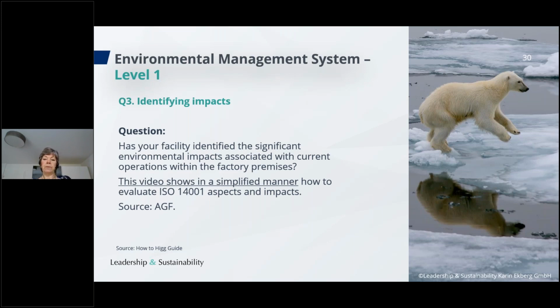So it should not just be a list. Yes, we have air emissions, we have chemicals, we have waste, so that you just list all the Higg FEM aspects that are covered, but you should really do a much more thorough study and understand: in my factory, we use a lot of chemicals, we use a lot of water, we have a lot of wastewater, we use a lot of energy, and perhaps those four are the most important for us then.